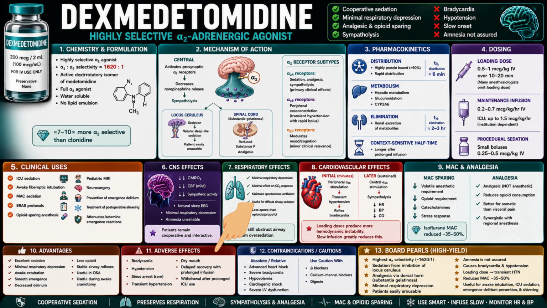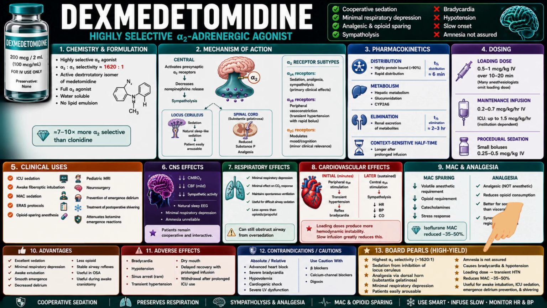Monitor continuously. Transient hypertension, with rapid bolus, from peripheral α₂-B stimulation. Reason to always give loading doses slowly or omit them. Dry mouth, anticholinergic-like effect from reduced salivary secretions. Taper rather than abruptly stop after prolonged infusions. Your top exam pearls. Before we close, the essential facts.